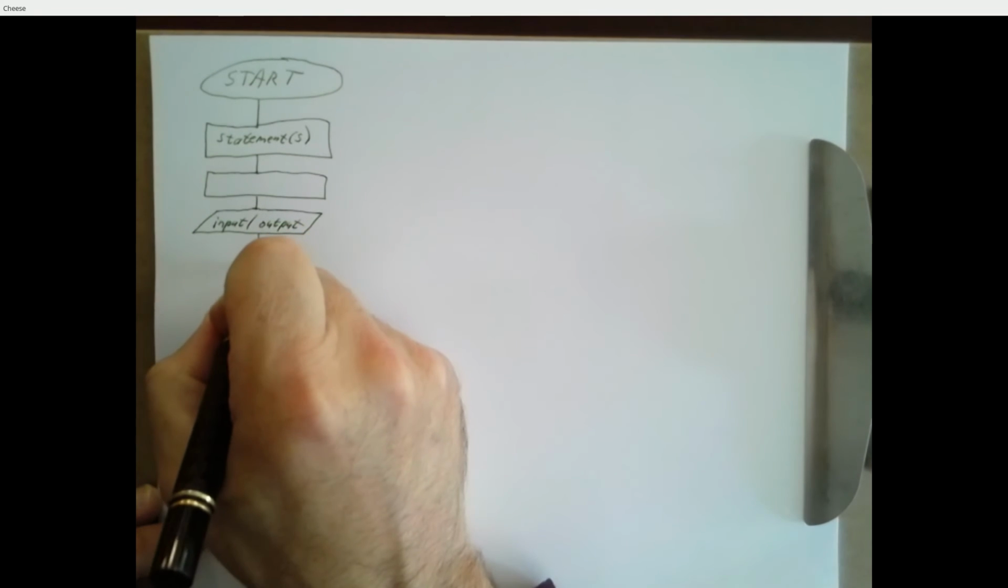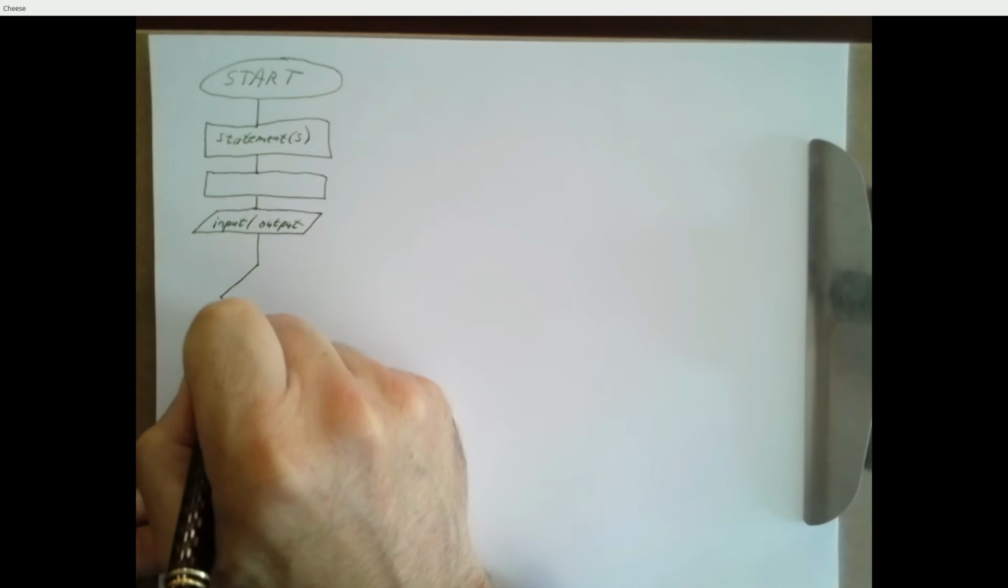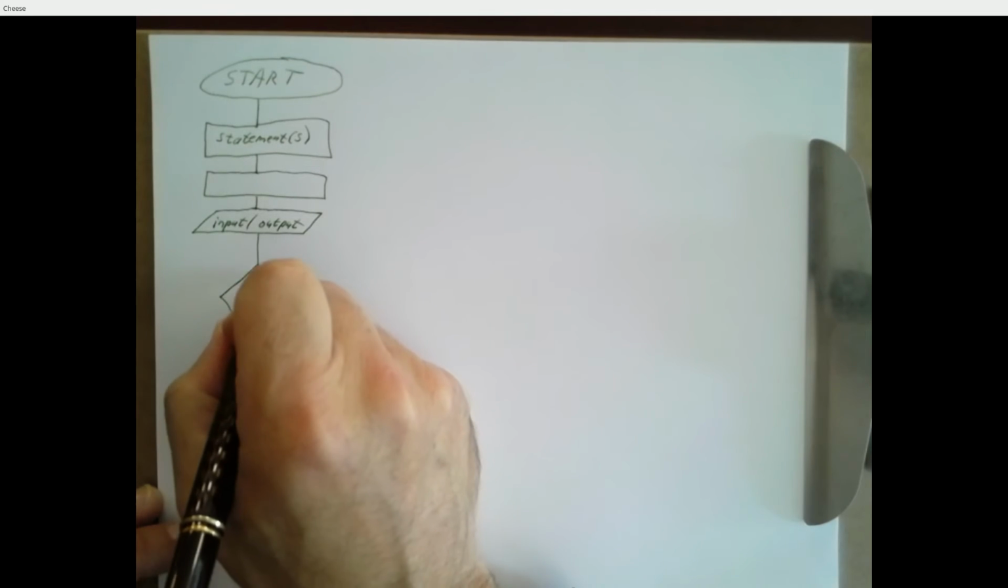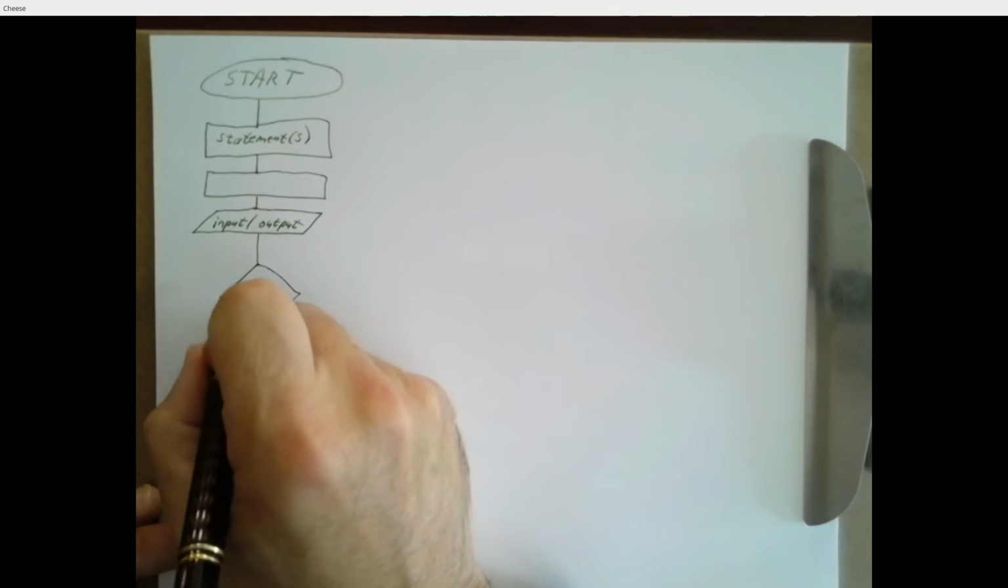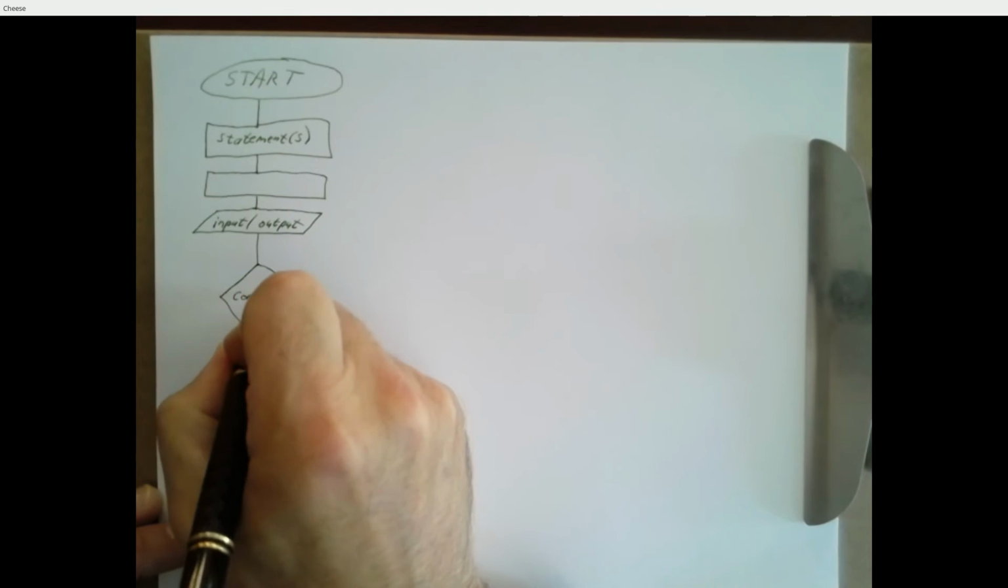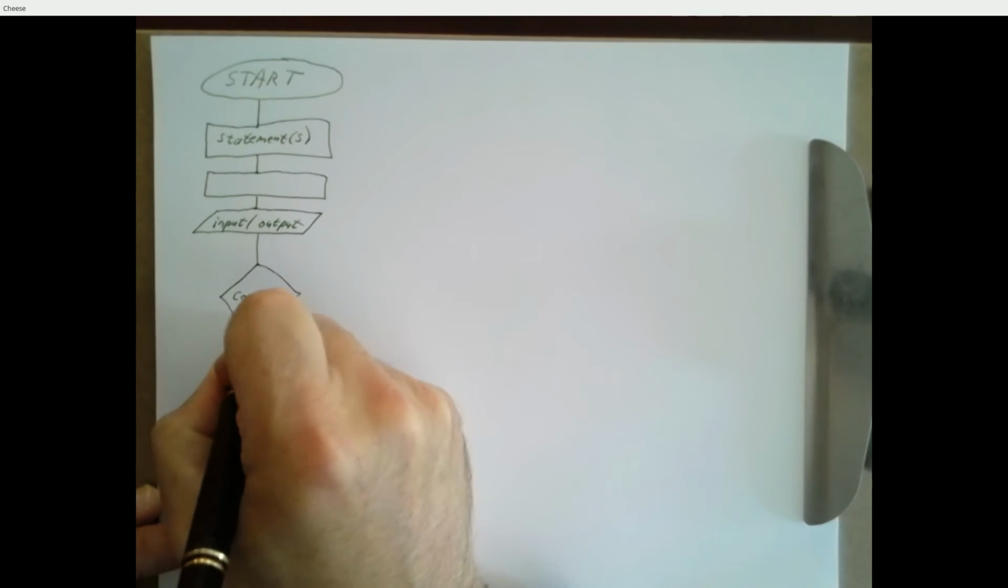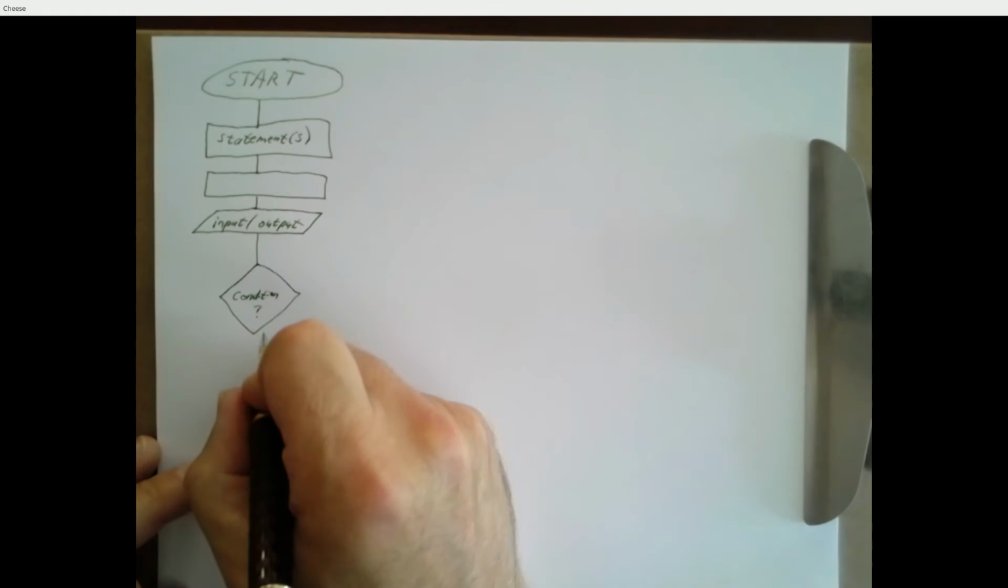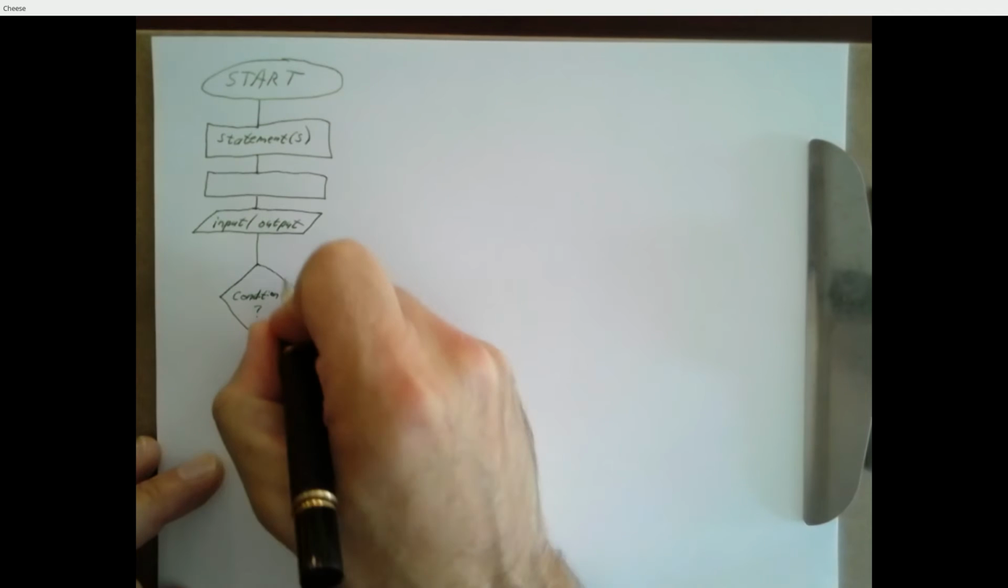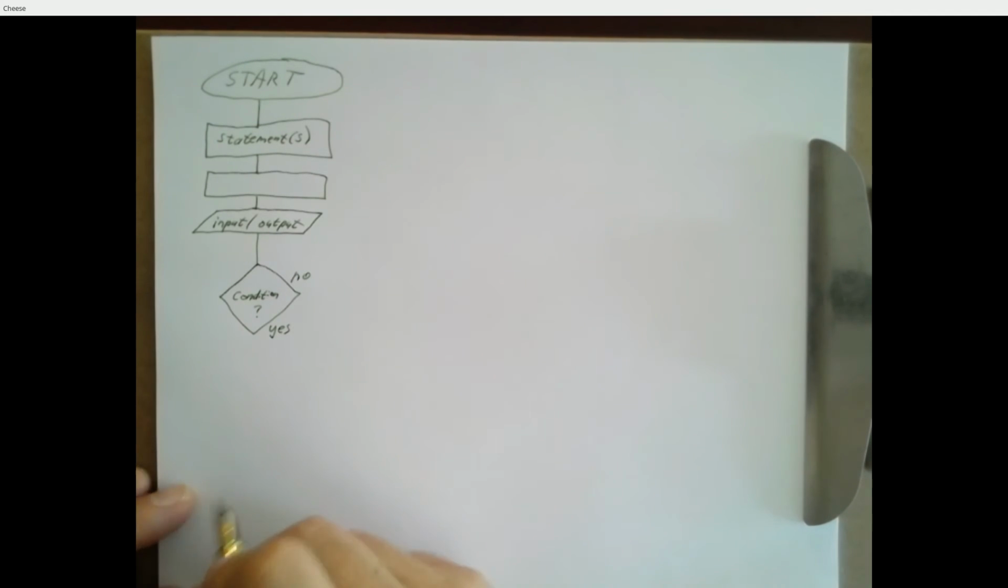And eventually, we usually have some kind of condition that we want to test. So we draw a diamond, and we would list some condition. Is x bigger than 0? Is the sum equal to I? Something like that. And any condition has two possibilities, yes or no, or maybe true or false.